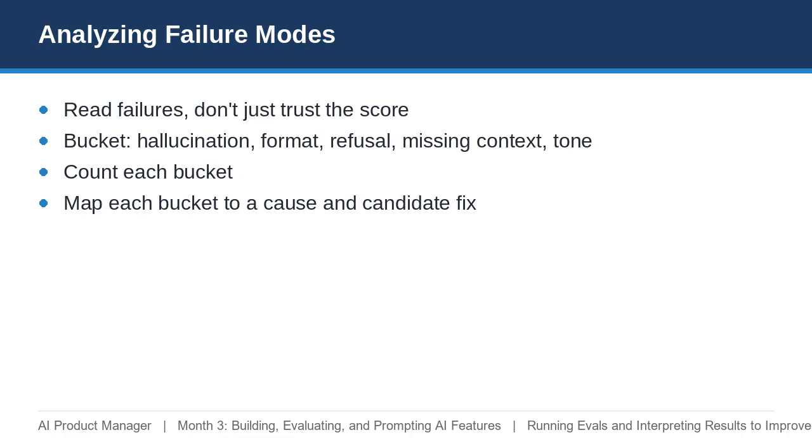The score is only the start. Read the actual failures and group them into buckets like hallucination, format violations, overcautious refusals, missing context, and tone mismatches. Count how often each occurs. Then tie each bucket to a hypothesized cause and a candidate fix, whether that's a prompt instruction, a few-shot example, a retrieval change, or a model swap.